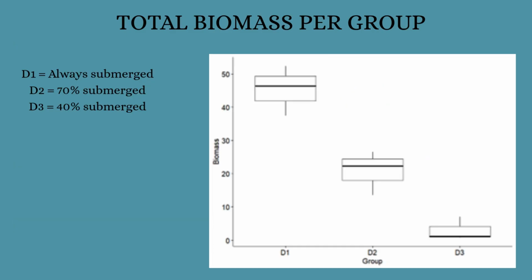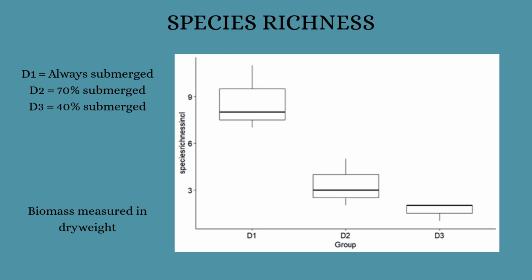The results showed that the total biomass of our 3 groups differ from each other significantly, with a p-value of 0.000457. A post-hoc analysis using the Tukey test showed us that the different groups differ from each other significantly as well. We encountered similar results in our evaluation of species richness.